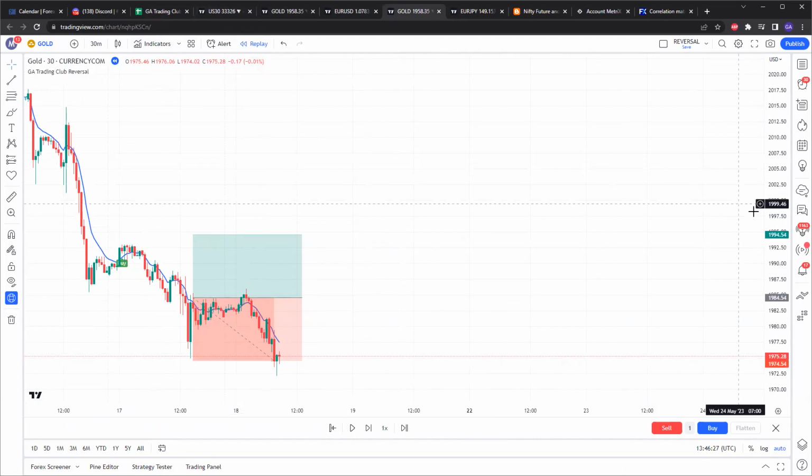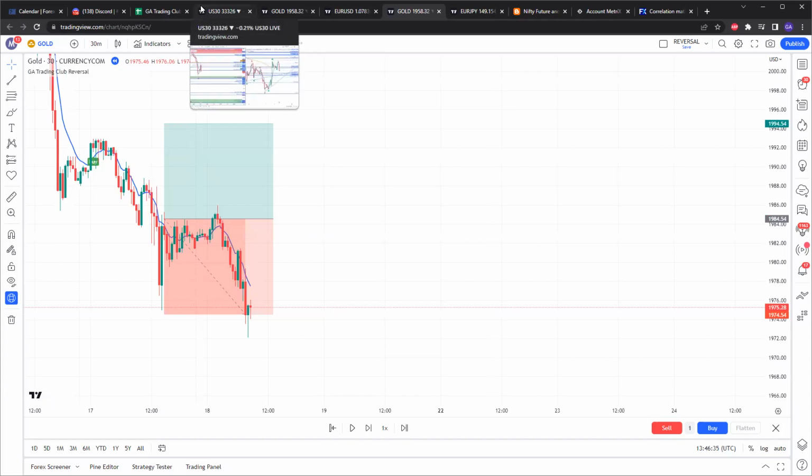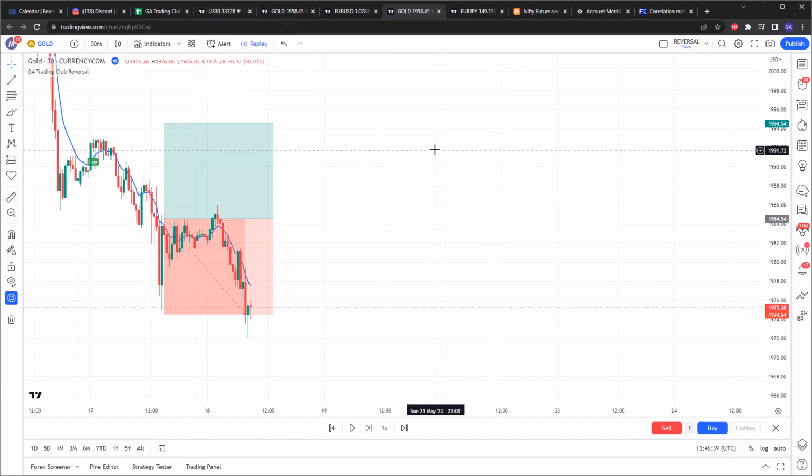So if you get stopped out on a reversal, remember the reversal starts on the 5-minute. You get stopped out on the 5-minute, go to the 15-minute, get stopped out on the 15-minute, go to the 30-minute. Ideally, you are just looking for a better entry. And the higher the time frame you go, the higher the risk that you can enter for that trade.